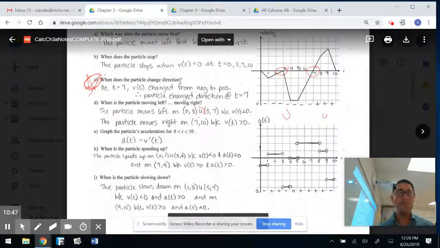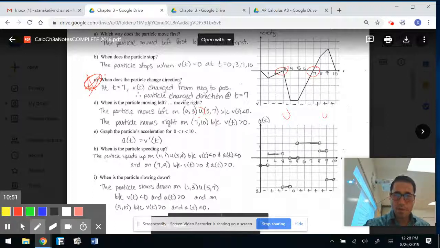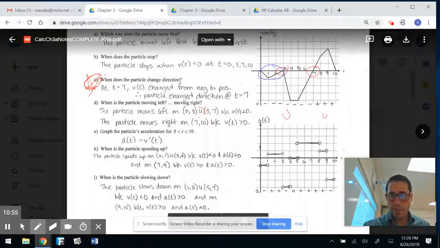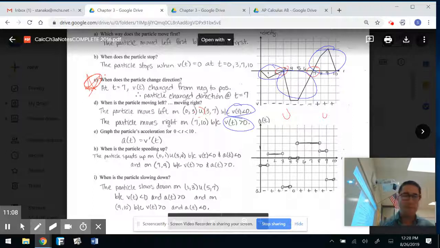Okay, the particle is moving to the left from 0 to 3, let's make it blue, from 0 to 3, union, 3 to 7. Why? Because velocity is less than 0. Always justify. When we're moving to the right, we're moving to the right from 7 to 10. Why? Always give that justification. V of t is greater than 0. All right, it says graph the acceleration.